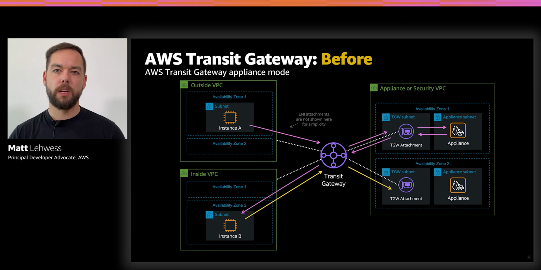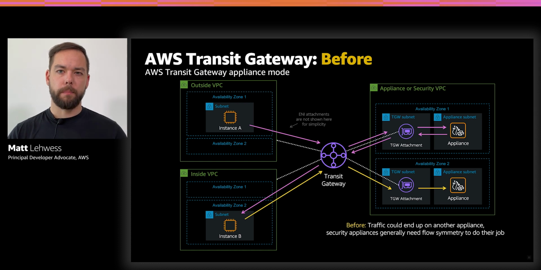But in this case, because the source comes from AZ or availability zone 2, traffic is going to be going up to the other appliance. And this is actually a problem for things like flow symmetry, where appliances really need that flow symmetry across appliances to be able to do their job properly. If a firewall sees a session come in and not go out again, or go out but not come in again, that can cause problems for the way the firewall or appliance is going to operate.